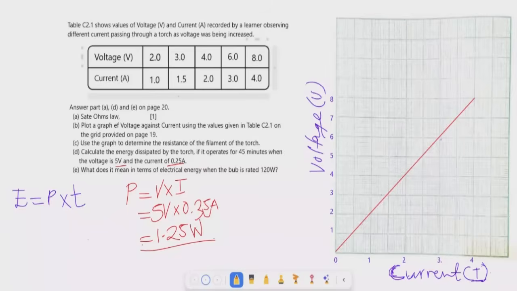We have found the power, which is in watts, when we multiply the voltage by current. Once we have found the power, the next thing is to write the value we got in the place of power, which is 1.25 watts times time. Now remember, when you are calculating electrical energy, time is in seconds. We are given time in minutes, so we need to convert 45 minutes into seconds.